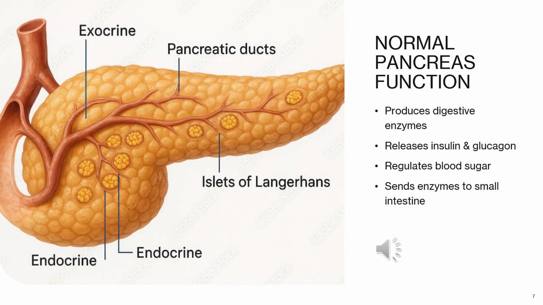To understand acute pancreatitis, it's important to know what the pancreas normally does. The pancreas has two major roles. It produces digestive enzymes that help break down food, and it releases hormones like insulin and glucagon that regulate blood sugar. Under normal conditions, digestive enzymes stay inactive until they reach the small intestine, where they safely help with digestion.